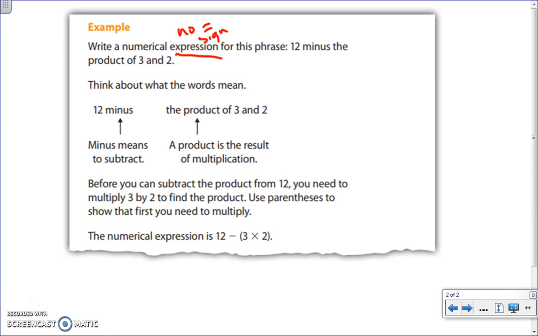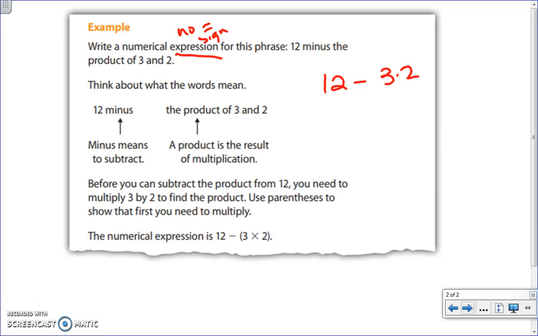12 minus. That means you start with 12 and you're subtracting from there. So I'm going to start with 12 minus. Then it says the product of 3 and 2. Product is the result of multiplication. That's a key word that we should know. The product of 3 and 2 could be represented by 3 multiplied by 2.